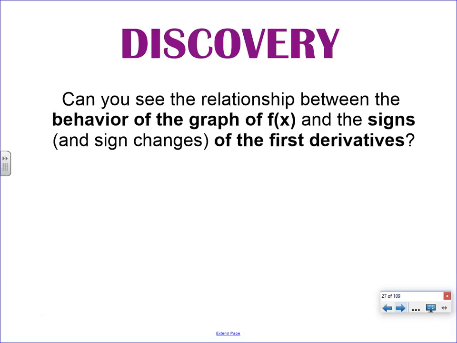My relationship looks weird, but the question that we're going to be answering in the discovery: can you see the relationship between the behavior of the graph of f and the signs and sign changes of the first derivatives? We haven't really talked this chapter yet about behavior. We kind of have. But we've talked about certain isolated points and certain characteristics that are true there, like horizontal tangent lines always occur at zeros of the first derivative. Vertical tangent lines or sharp points always occur at DNEs of the first derivative. Those are called critical numbers or critical points, right?